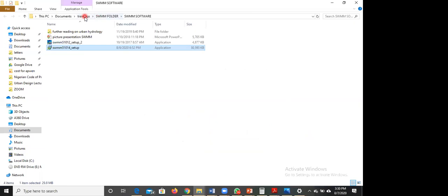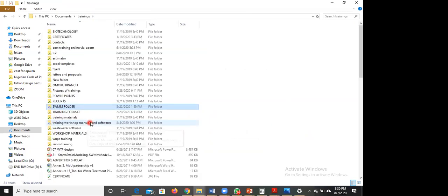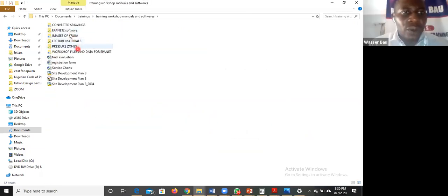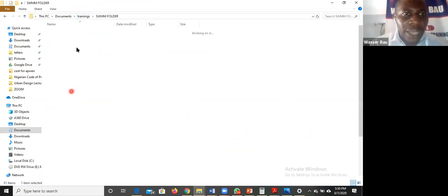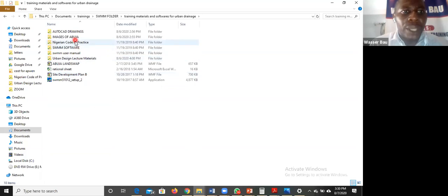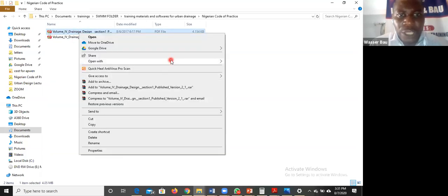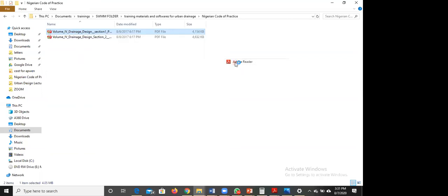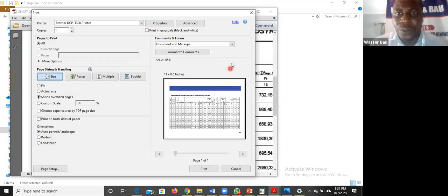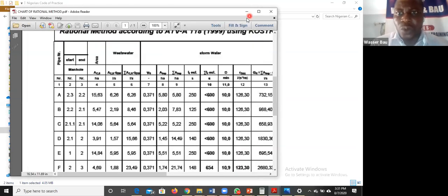This is what we mean. In the highway design manual, we got to know that the IDF of all the cities in Nigeria have been captured. So if you want to read, so good. So this is it.